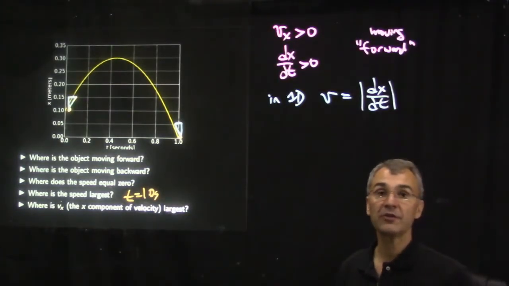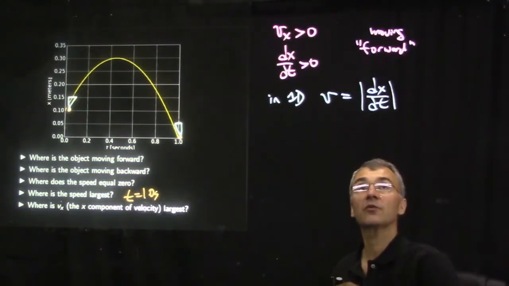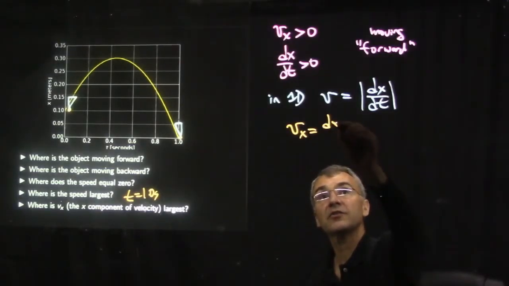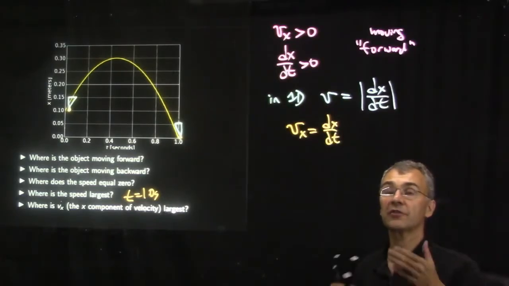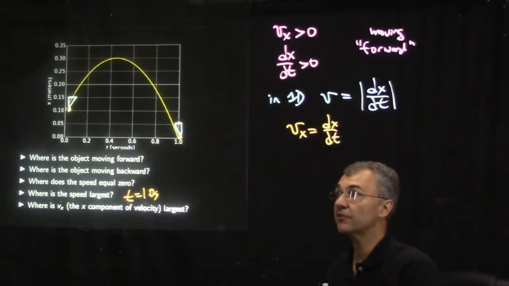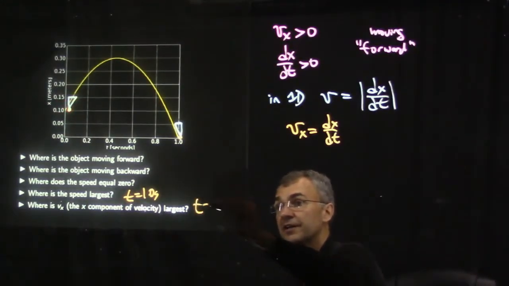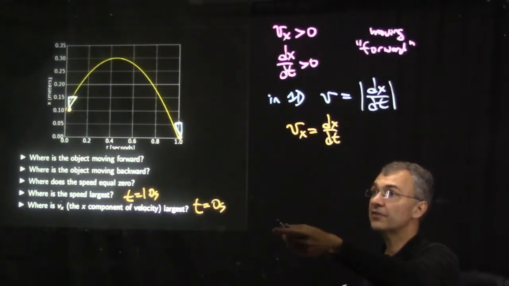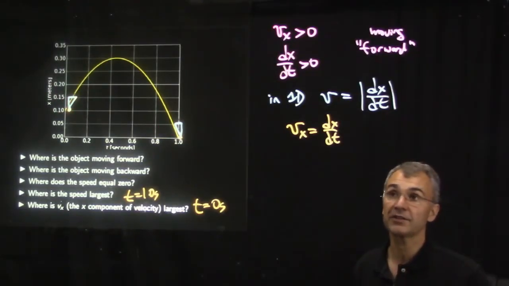Now, where is v sub x, the x component of velocity, largest? Well, that's not saying where is this magnitude largest. Remember, this is dx/dt. So it's not where is the absolute value largest. This is where is dx/dt largest. So in that case, it's going to be over here at t equals 0 seconds, because this is a negative dx/dt. So a positive dx/dt is always bigger than a negative dx/dt.